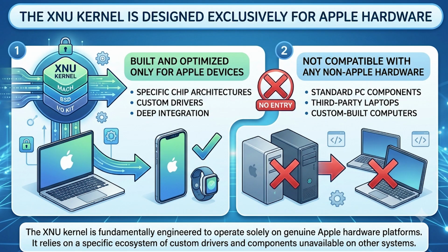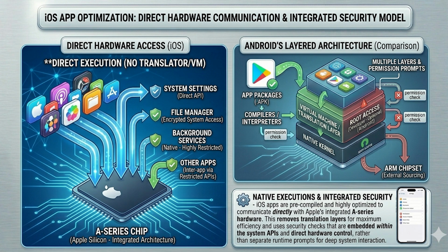Now, let's talk about how apps work. This is where things get really interesting. When you open an app on Android, that app is running inside a virtual machine called Android Runtime, or ART. Before that, it was Dalvik. What's a virtual machine? Imagine you have a translator who takes an app's instructions and converts them into something the phone's processor can understand, but it does this translation on the fly every single time you run the app.